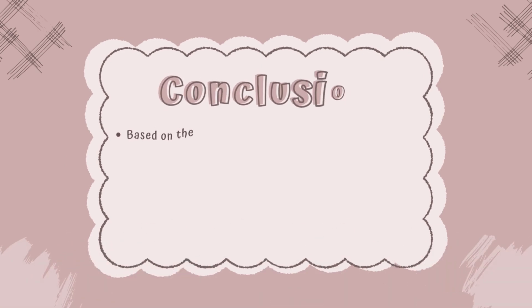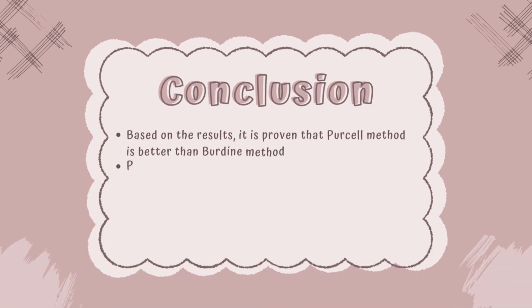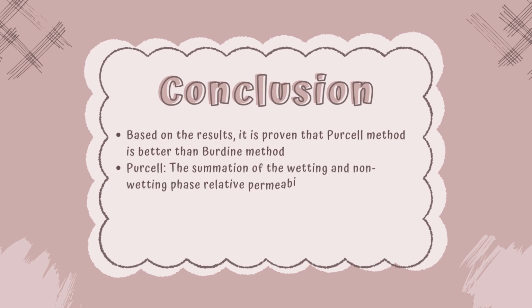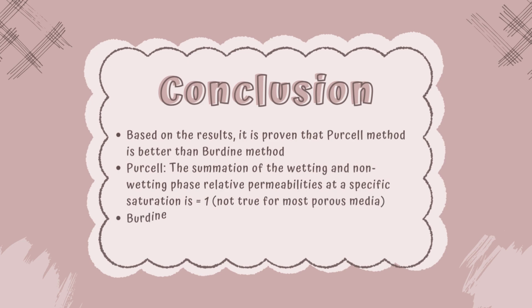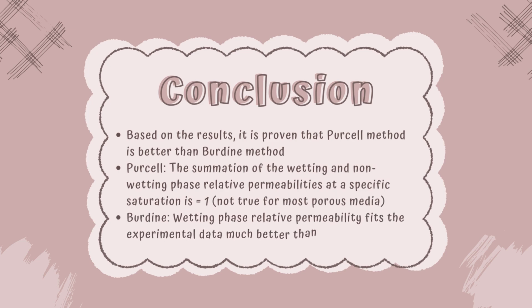We conclude that the Purcell method is better than the Virgin method because for the Purcell method, the summation of the wetting and non-wetting phase relative permeability at a specific saturation is 1, which is not true for the porous medium. And in the Virgin method, the wetting phase relative permeability fits the experimental data much better than the expression for the non-wetting phase.